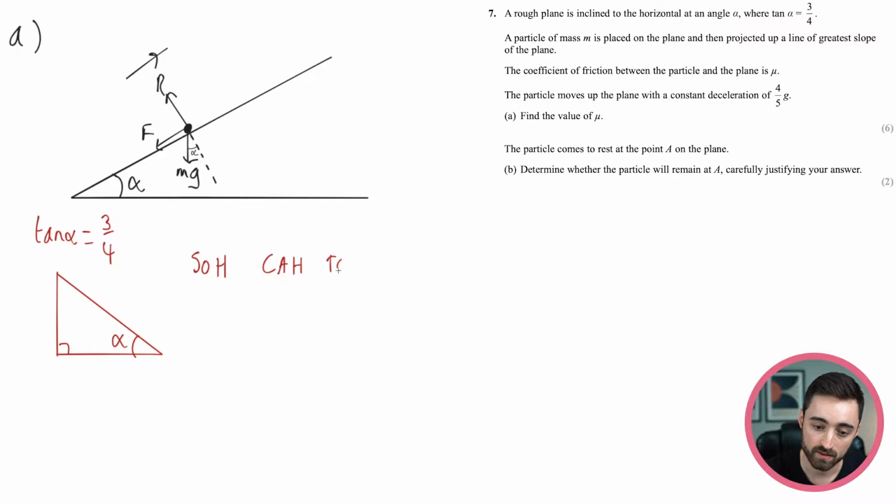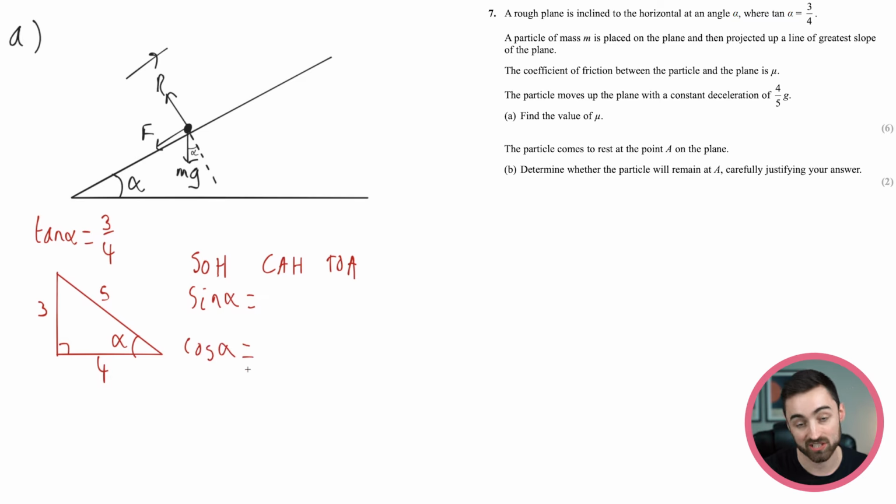then TOA, tan alpha, is the same as opposite over adjacent. In other words, opposite over adjacent. So that's going to be 3/4. Using Pythagoras, I can then work out the hypotenuse, which would be 5. So basically, I can get sine alpha and cos alpha without actually working out the value of alpha. And this is good, because the value of alpha would just be some horrible decimal. You'd start introducing rounding errors, bad times, okay? So sine alpha is going to be opposite over hypotenuse, so 3/5. And cos alpha is going to be adjacent over hypotenuse, so 4/5.